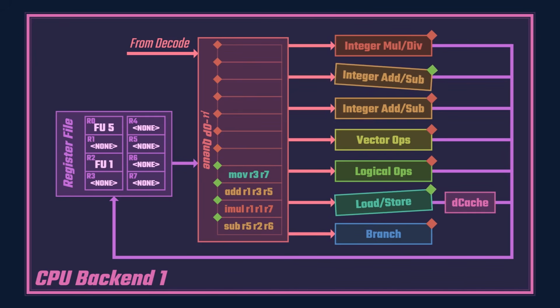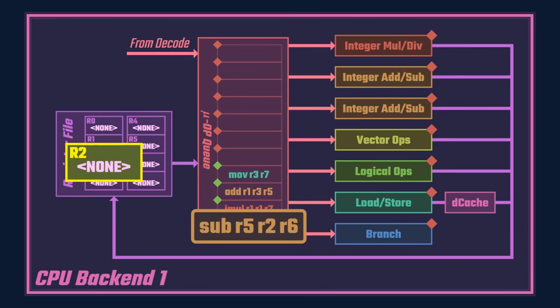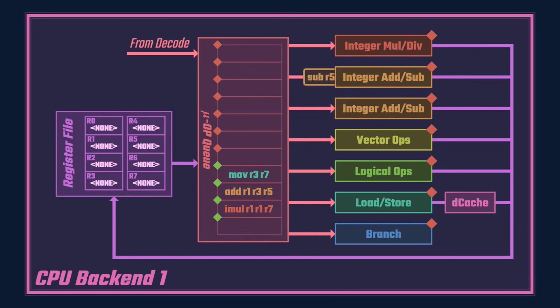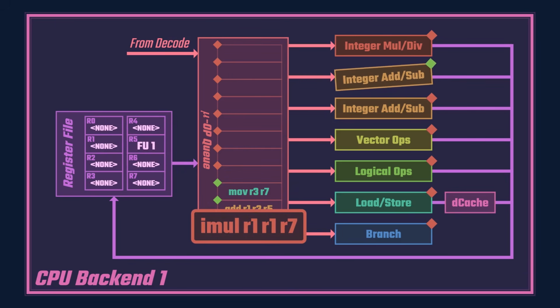Now comes the subtraction. In this case, R2 isn't ready yet according to the register status. So this one can't be issued yet. We have to stall for at least one cycle. Once the adder finishes the R2 computation and writes it back, R2 becomes available, which in turn allows our stalled instruction to be issued. Next up is the IML. No dependencies here, we can issue and move on.